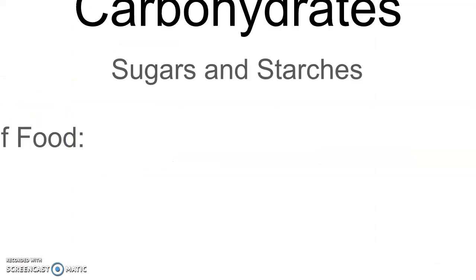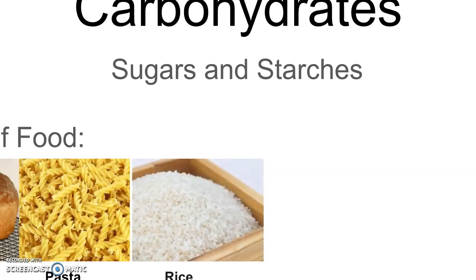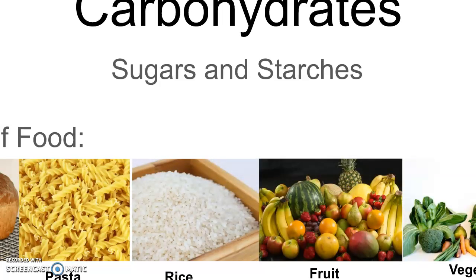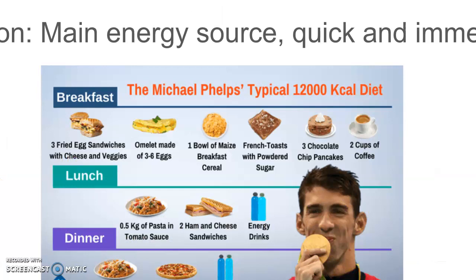So carbohydrates, these are going to be your sugars and your starches. Some types of food would be bread, pasta, rice, fruit, and vegetables. They're going to be your main energy source. It's going to be very quick and immediate. So if you are going on a run or something, you will carb load and take in a lot of carbs in order to get quick and immediate energy. An example would be Michael Phelps with his 12,000 calorie diet. He eats a lot of carbs in order to be able to perform the way that he does.